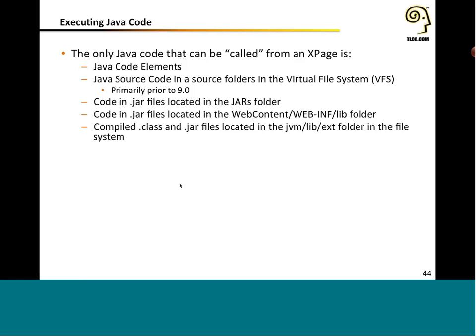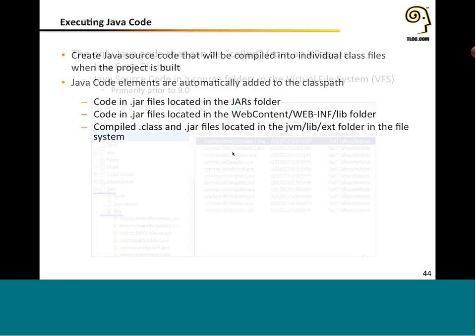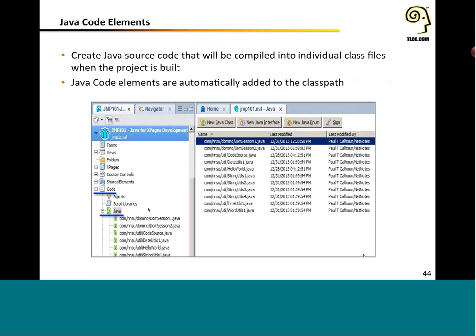The bad part is if you have multiple applications that all use common libraries, then you've got those libraries duplicated across every NSF. And that's why putting it in the JVM lib extension folder may be better. So both in your design environment as well as your production environment, that means any application can call that particular code.